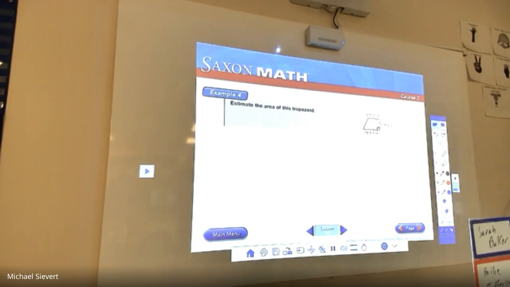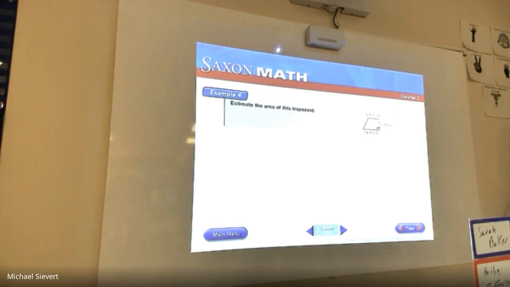Example 4. Estimate this trapezoid. You don't have this on your exit ticket, but you will have one in the next couple lessons in your homework. Make sure you copy down the shape and you copy down the letters for the measurements. Very, very important so that it can help you in those future assignments. Ethan? You have to split it up, right? Well, just copy it down right now.